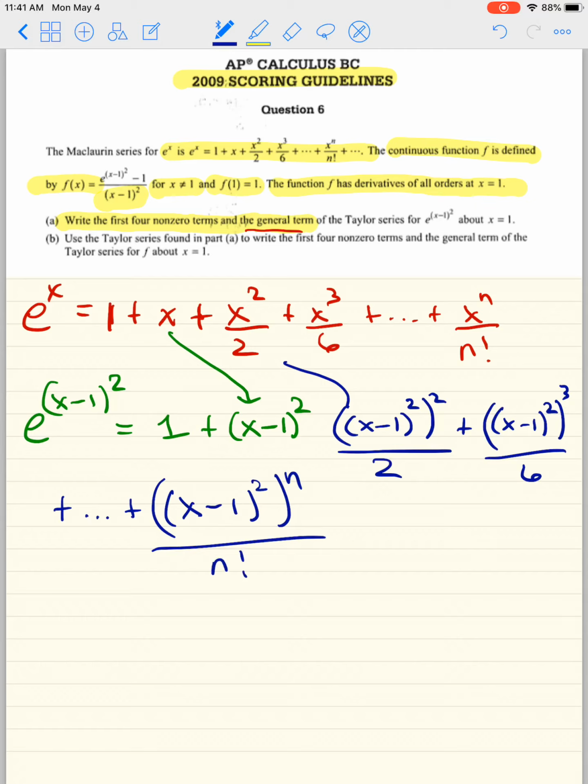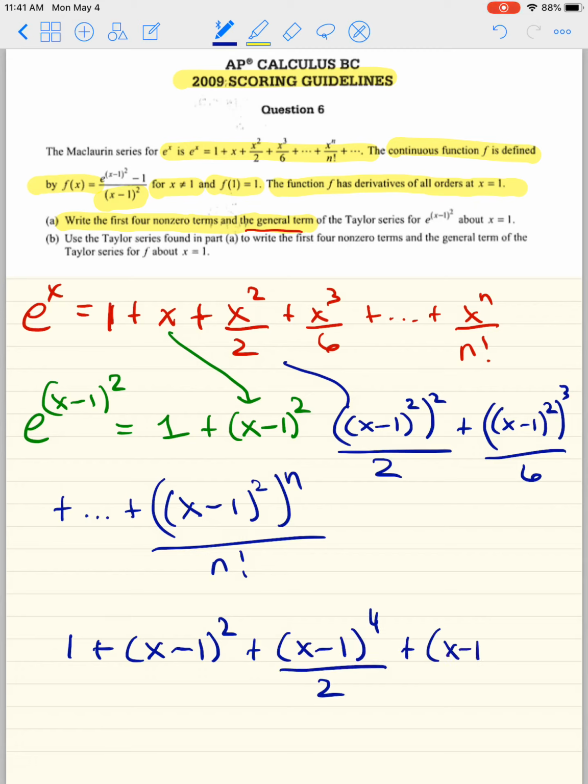So if you clean this up, guys, you're going to get 1 plus x minus 1 squared plus x minus 1 to the 4th over 2 plus x minus 1 to the 6th, remember a power to a power, you multiply, over 6 plus, let's see, x minus 1 to the 2n over n factorial. Okay, so that's the first guy, that's e to the x minus 1 squared. Okay, so that's how we do that.